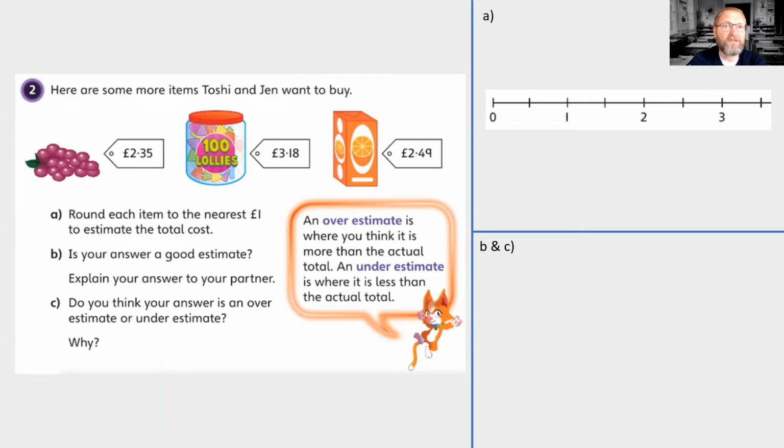Question 2. Here are some more items Toshi and Jen want to buy. So question A says, round each item to the nearest £1 to estimate the total cost. Question 2B says, is your answer a good estimate? Okay, so have a good think about that yourself if you can't chat to somebody. And question 2C, do you think your answer is an overestimate or an underestimate? Okay, and why?